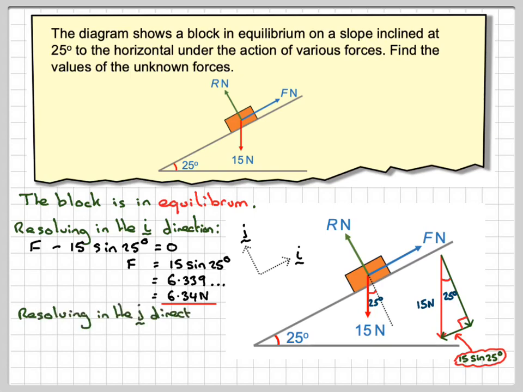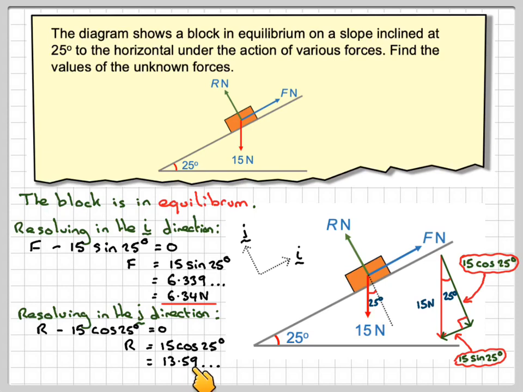Resolving in the J direction, we're going to have R minus the vertical, this component here of this force, which is going to be 15 cos 25. So R minus 15 cos 25, that's equal to 0 because the whole thing's in equilibrium. So R will be equal to 15 cos 25, and therefore R will be equal to 13.59, which will give me 13.6 newtons.